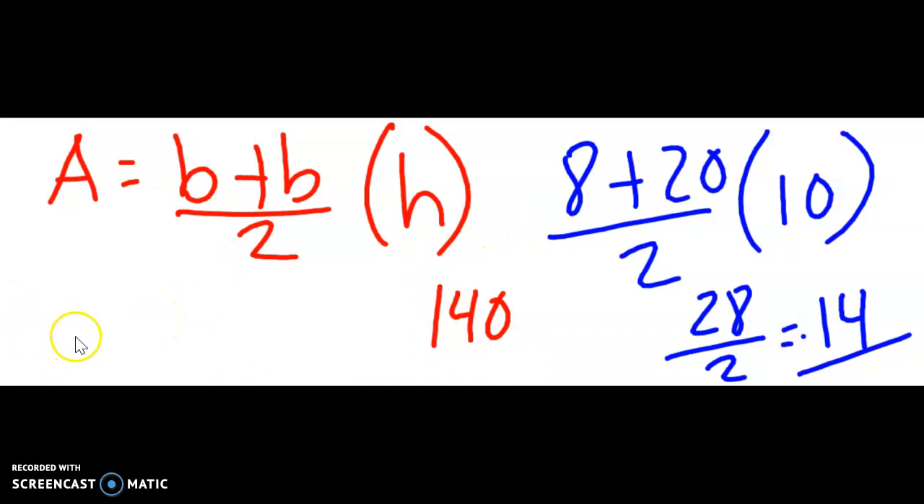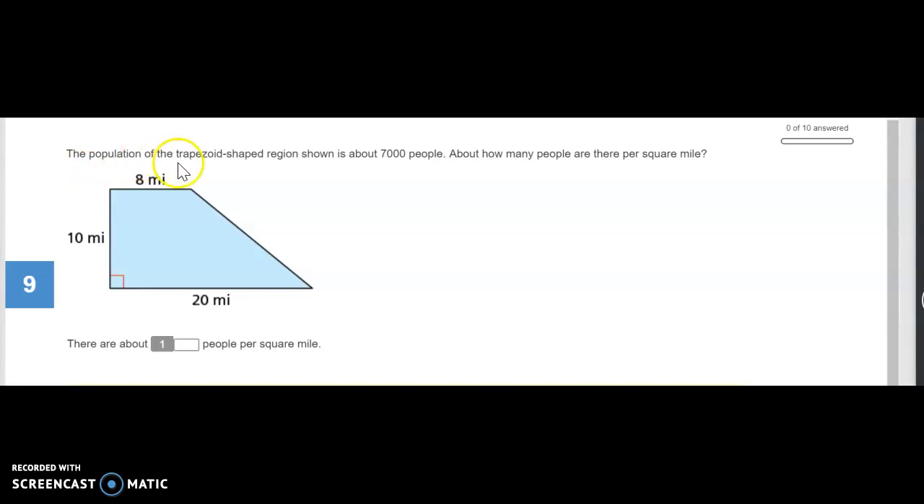Now let's find out what the question was. The population of this trapezoid-shaped region shown is about 7,000 people. About how many people are there per square mile? So we found out that there was 140 is our area of this shape, and there's 7,000 people living here. So how many people are there per square mile?